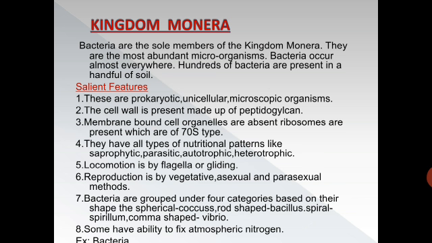A very important question here. The question may be asked as: classify the bacteria depending on the shape. So remember, spherical ones are called coccus, rod shaped bacillus, spiral spirillum, and comma shaped are the vibrio.